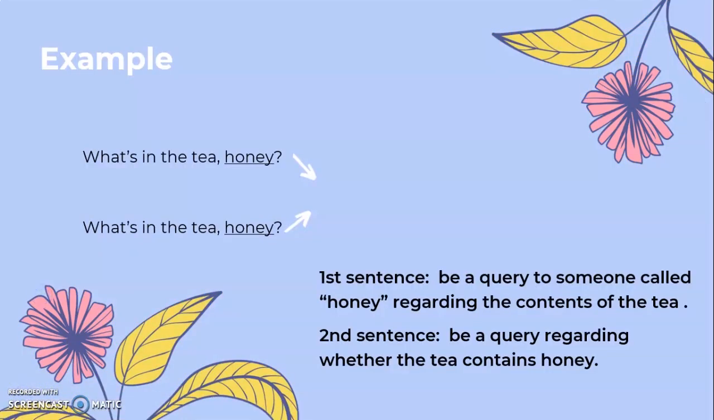Okay, for another example, we can see that these two sentences are the same, but the way to read them is different. That depends on our intonation when reading the sentence. For the first one, "What's in the tea, honey?" The first sentence is a query to someone called Honey regarding the contents of the tea. And the second sentence, we read like this: "What's in the tea, honey?" The second sentence is a query regarding whether the tea contains honey.